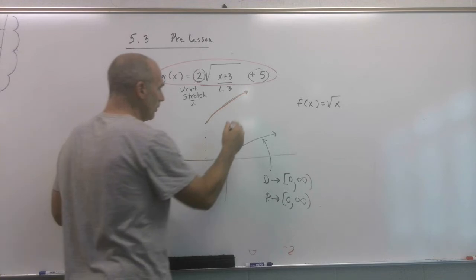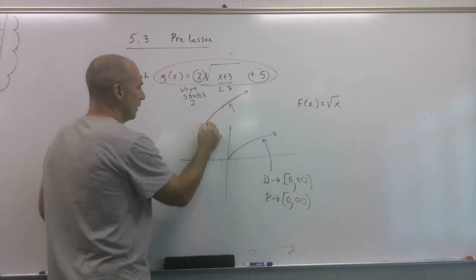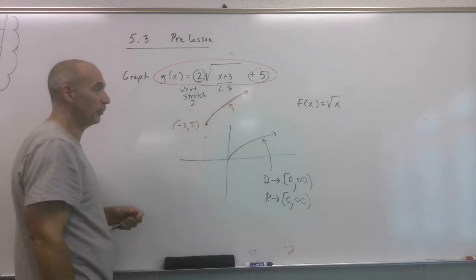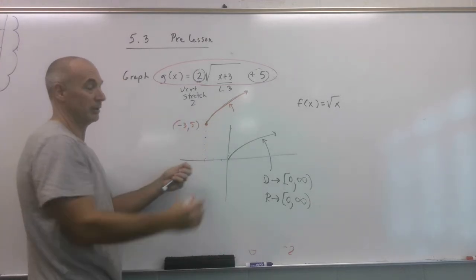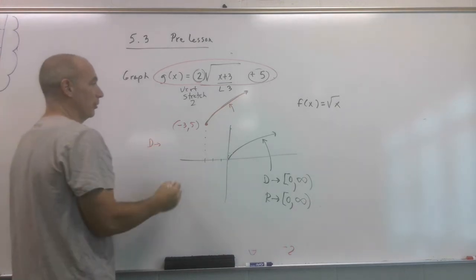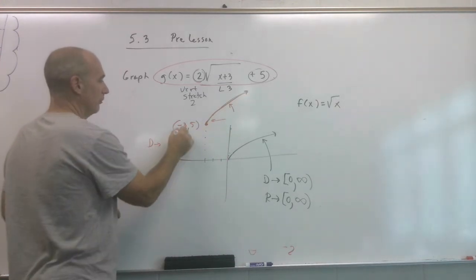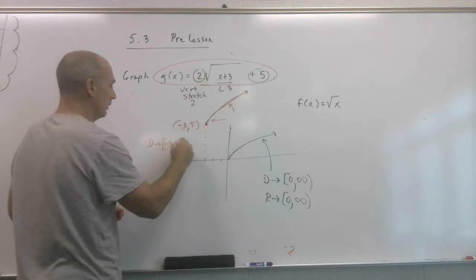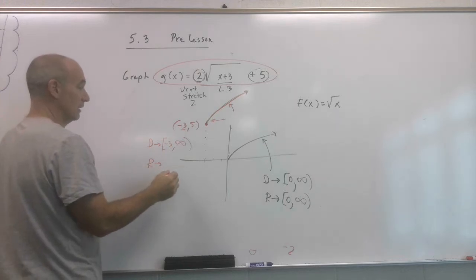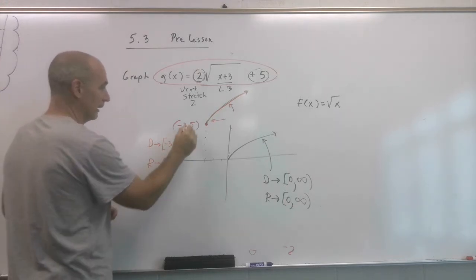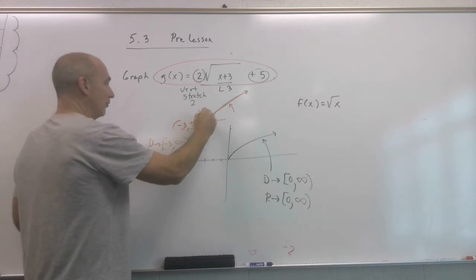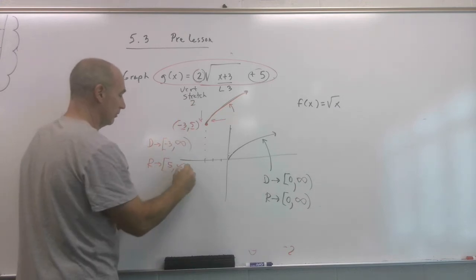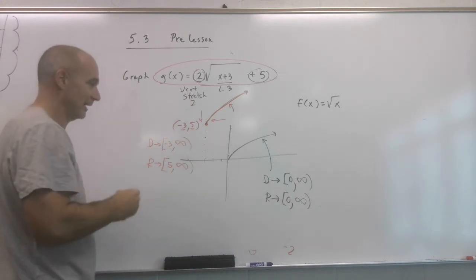Now, how about this one? What's the domain for this one? Remember, that point right there is actually -3, 5. Very important you take note of what that point is. Because, what's the domain? Well, how far left does it go? Well, it gets to -3. How far right does it go? Forever. How about the range? Well, how low does it go? It goes down to 5, and that's as low as this graph gets. How high does it go? It goes up forever.